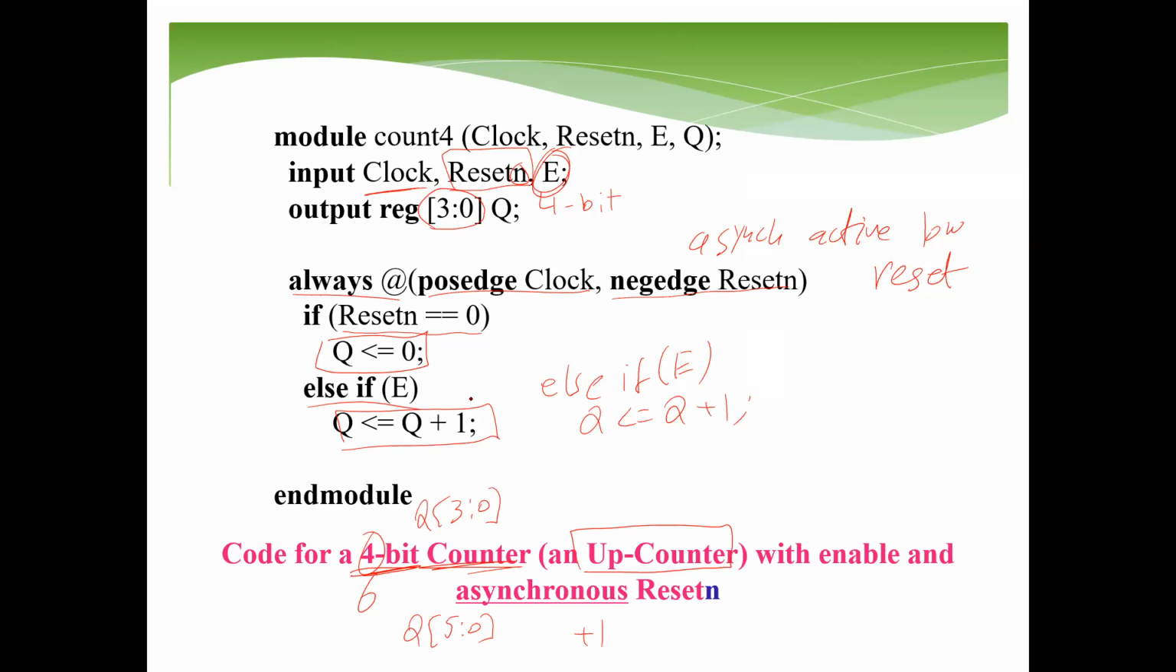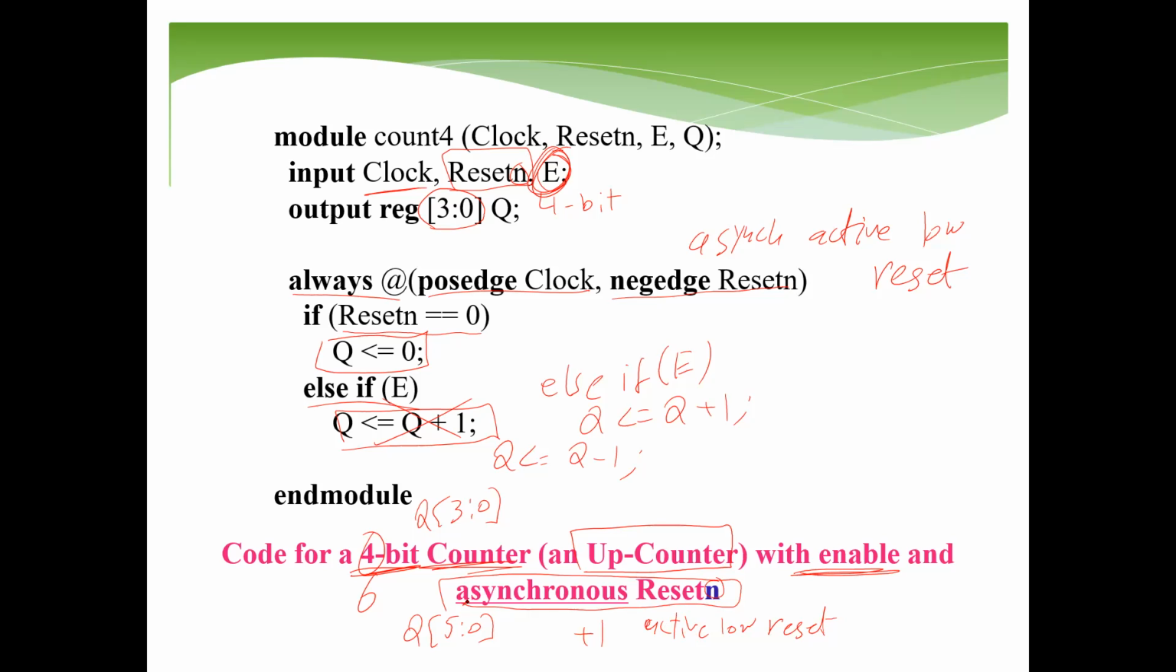You just change this to Q will take on the value of Q minus 1. Okay, so second clue is this an up or down counter? With enable, that means you need to add one more control signal and asynchronous reset n. This should actually be an asynchronous active low reset. From this n, you can know that this is an active low reset signal.